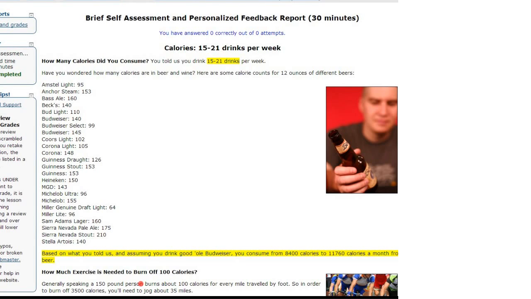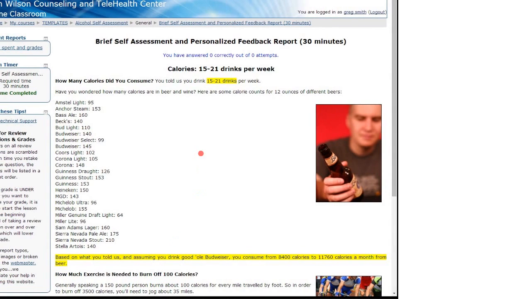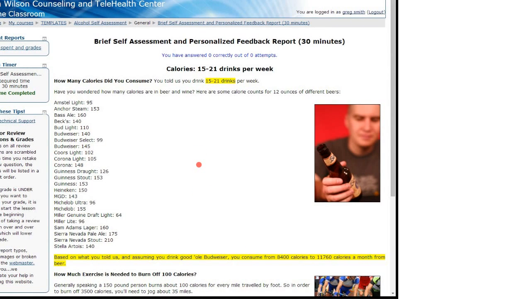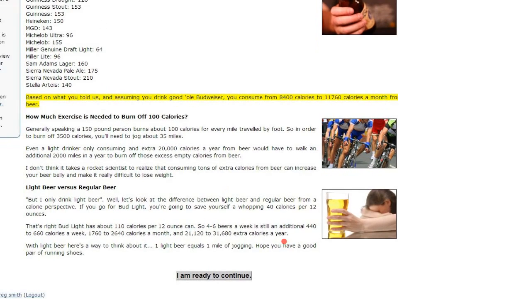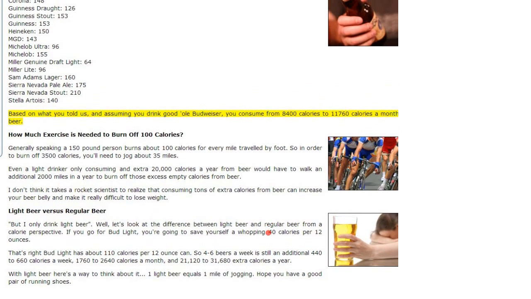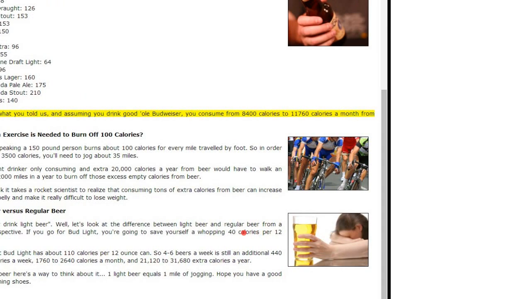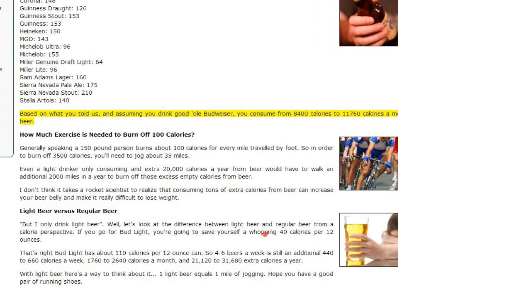And down below, it's kind of cut off, but how much exercise is needed to burn off 100 calories, which is about what's in an average beer, and a light beer is about 100 calories. And when it's not light, it's much more. So it tells you how many miles you have to go to burn off that many calories. So generally speaking, a 150-pound person burns about 100 calories for every mile traveled.